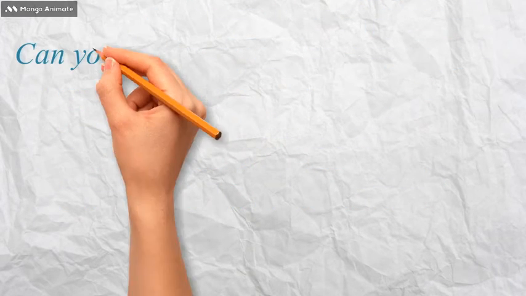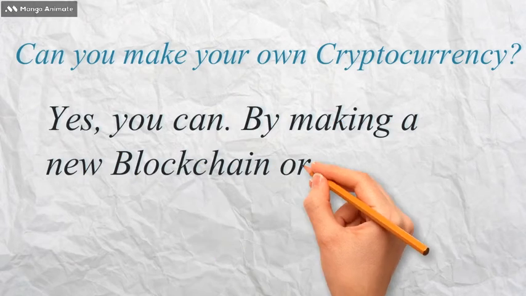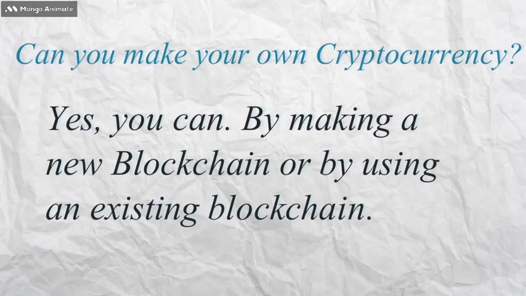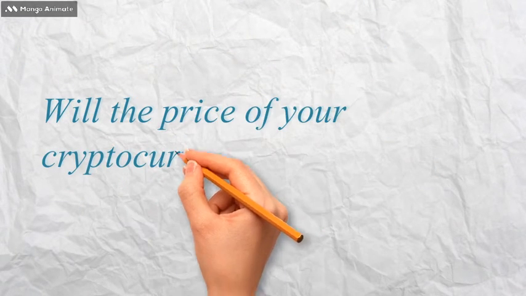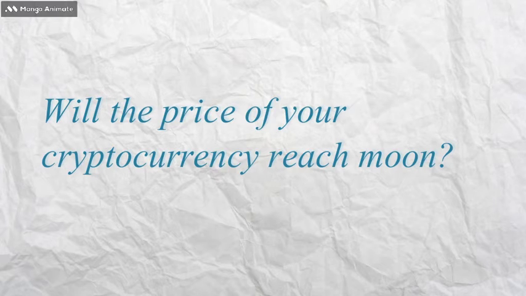So, can you make your own cryptocurrency? Yes, you can. You can make a cryptocurrency by making a new blockchain, or you can make a cryptocurrency that relies on the already existing blockchain. Making a new blockchain is difficult, so most cryptocurrencies rely on the already existing blockchain. So comes the next question. Will the price of your cryptocurrency go high like that of Bitcoin?